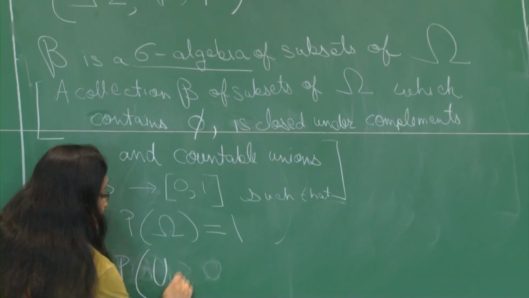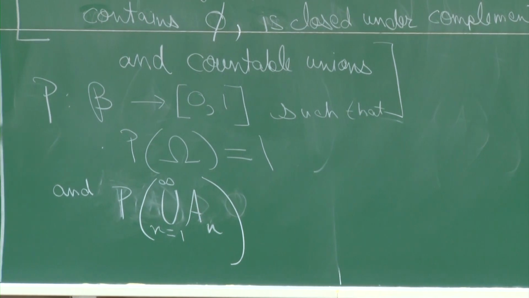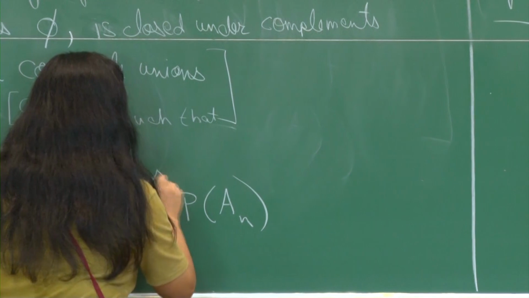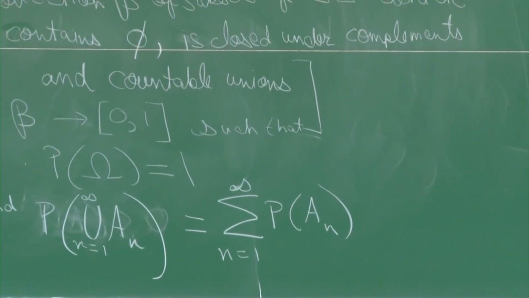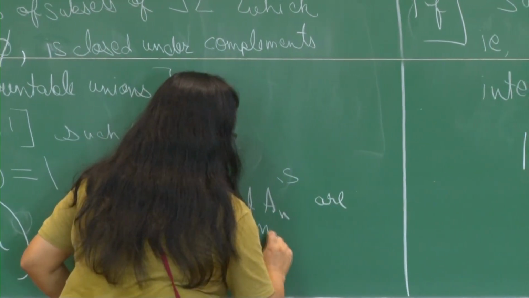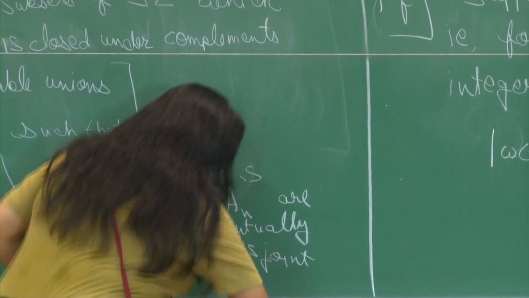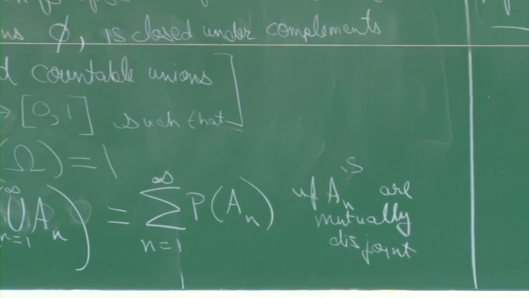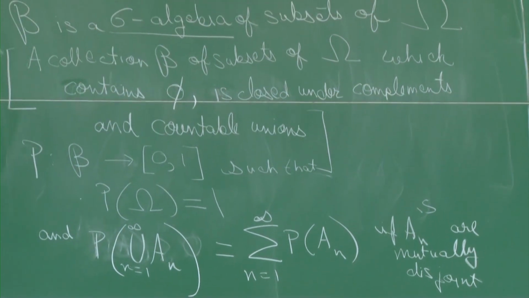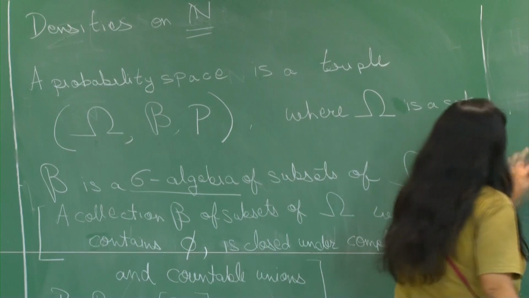P is a function from B to the closed interval 0 to 1, and P of the union of mutually disjoint sets in your sigma algebra has to be equal to the sum of P of A n for the respective components, if the A n's are mutually disjoint. In other words, P is a countably additive function. So, such a function P is called a probability measure or a probability law on the space omega and its sigma algebra. On these spaces, you can define notions of random variables. We will come to that in a second.